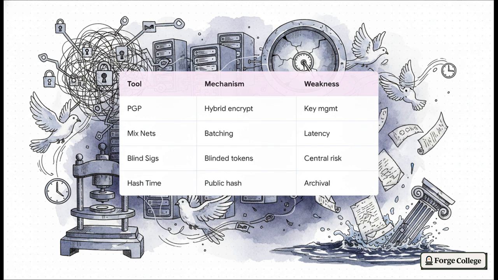PGP was amazing, for sure, but it suffered from severe key management complexity. Users had to manually verify and sign each other's keys in a web of trust. Mixed networks had terrible latency and relied on trusting random server operators. Blind signatures, which were used for early eCash experiments, still relied on a centralized issuer, which created a massive single point of failure. And hash timestamping? That depended entirely on the archival persistence of random public forums. If the forum went down, your proof was just gone forever.